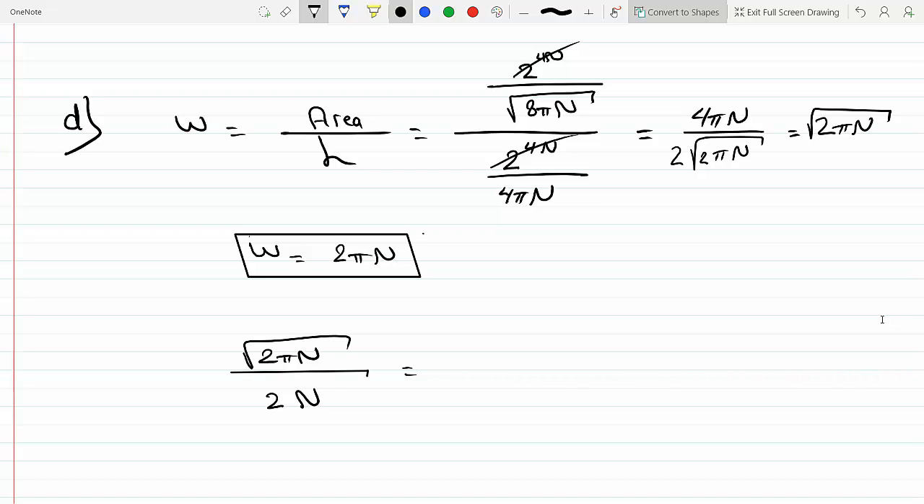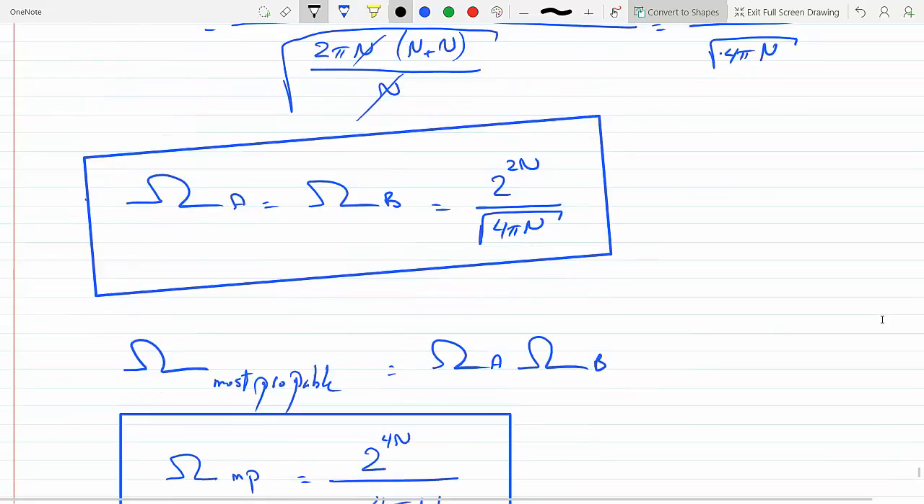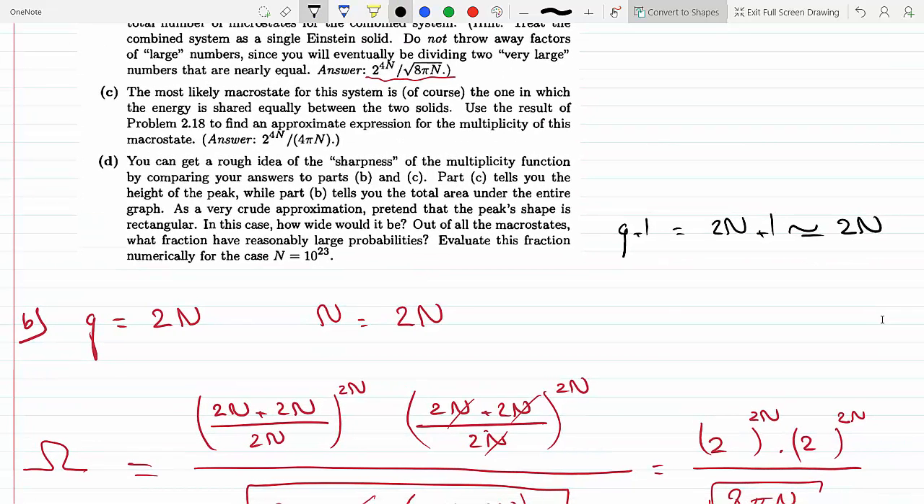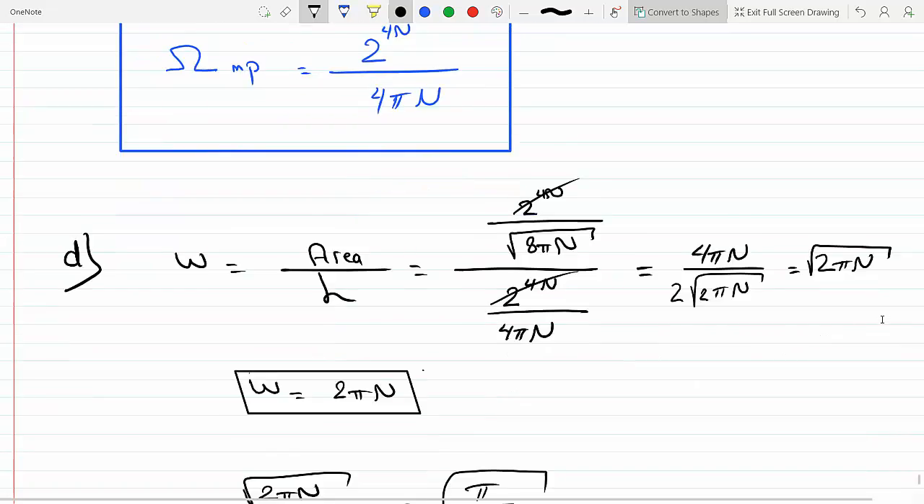That would be pi over n to the half. There's a pi here, and then there's a 2, so this would be a 2 here, and a square root. Okay, so this fraction would have reasonably large probabilities, and then he says evaluate this numerically for the case when n equals 10 to the 23.